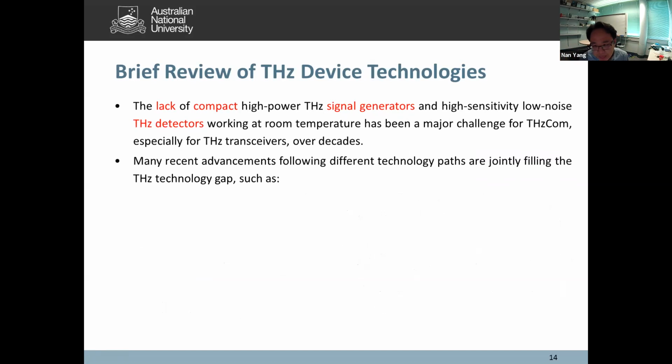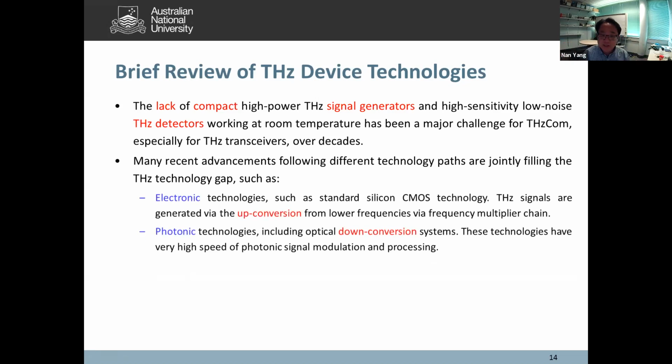realize terahertz communication. But over the past years, we have seen some very promising recent advancements. Of course, they come from different technology paths, but they are jointly working to fill in this terahertz technology gap. For example, we may consider electronic technology. Electronic technology tries to generate the terahertz signals by up-conversion from lower frequency signals. If you have a millimeter wave frequency and then do the up-conversion, you raise the frequency from relatively lower millimeter wave signals to terahertz.